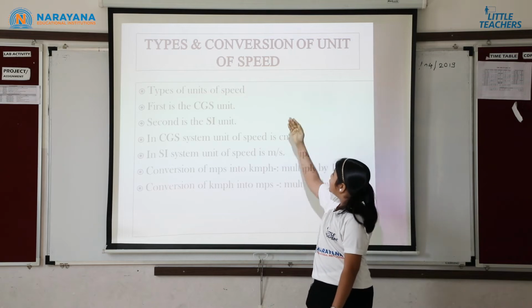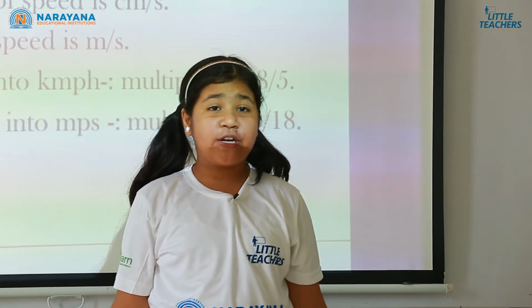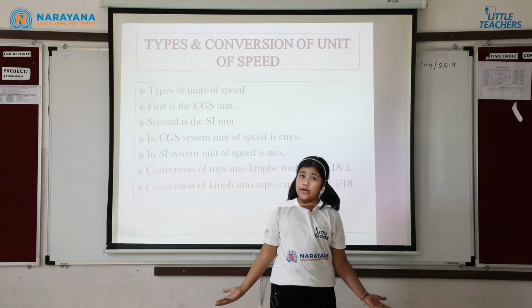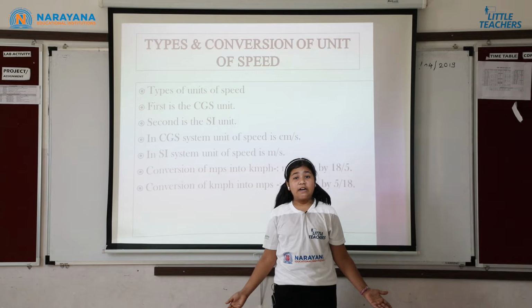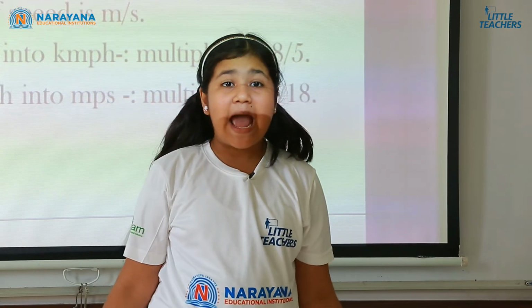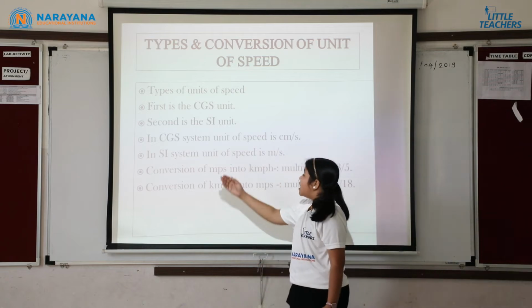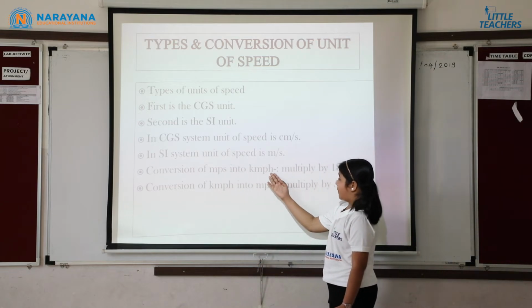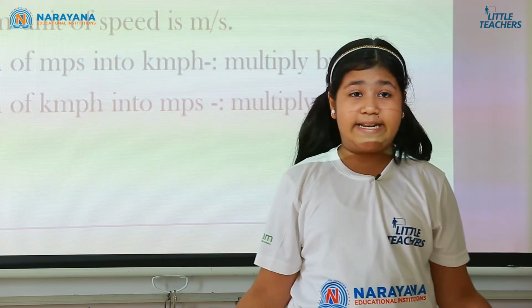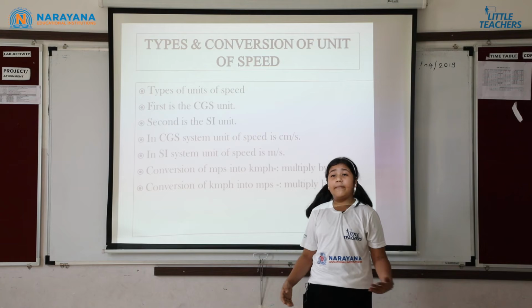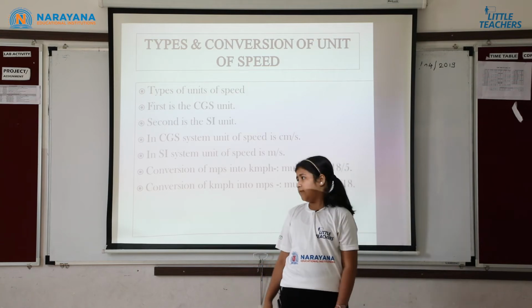Types and conversion of unit of speed. Types of unit of speed: first is CGS unit, second is SI unit. In the CGS system, the unit of speed is centimeter per second and in the SI system, the unit of speed is meter per second. Conversion of meter per second into kilometer per hour: multiply by 18 by 5. Conversion of kilometer per hour into meter per second: multiply by 5 by 18.